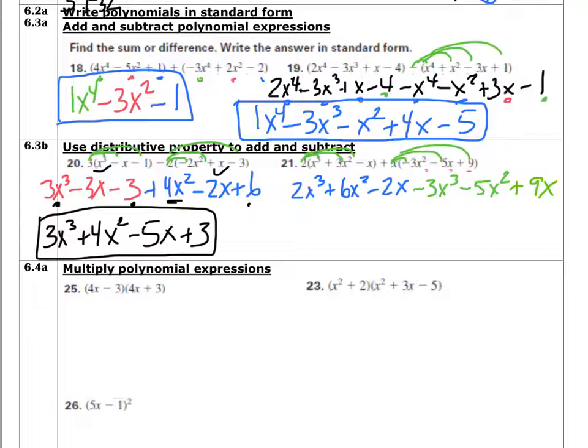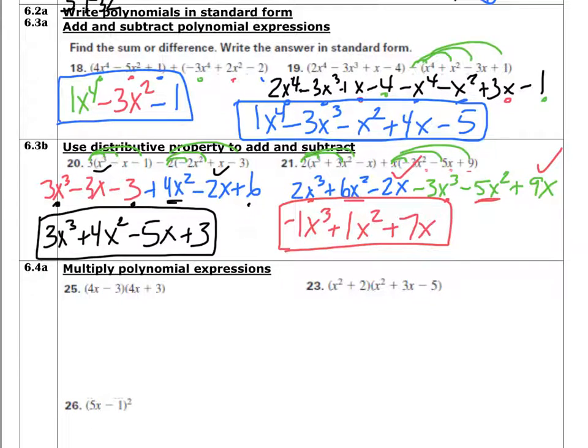Now to put this again in standard format, we have two different cube values. So 2x cubed minus 3x cubed is going to give us a negative 1x cubed. The next would be squareds. We have a 6x squared minus a 5x squared, so plus 1x squared. And then lastly, we have a minus 2x and a plus 9x, which adds to 7x. We've accounted for all the terms, and it's in standard format, so this is our final answer.